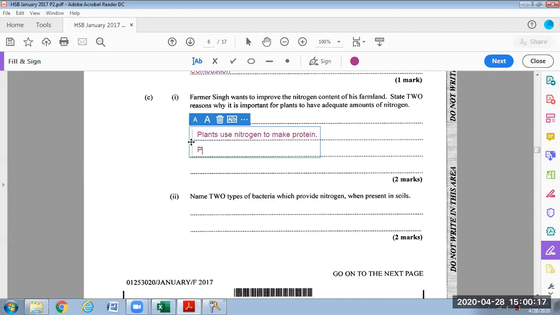Okay, so let me help. Plants use nitrogen to grow.